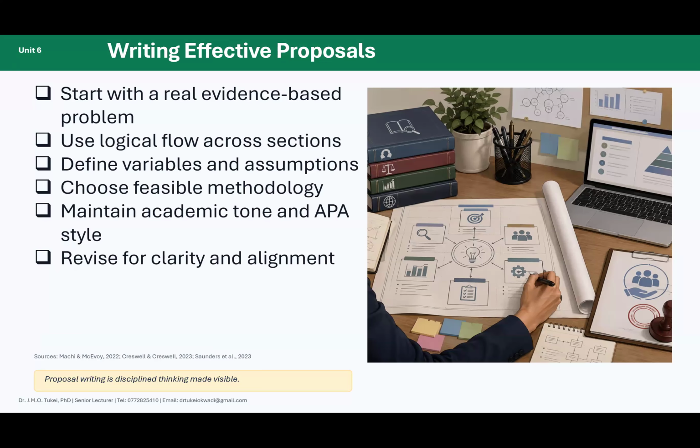Strong proposal writing is clear, precise, and economical. Academic language should not be confused with unnecessarily complicated language. Each section must perform a distinct function, and repeated information should be removed. The researcher should verify citations. You should verify citations and follow institutional guidelines.